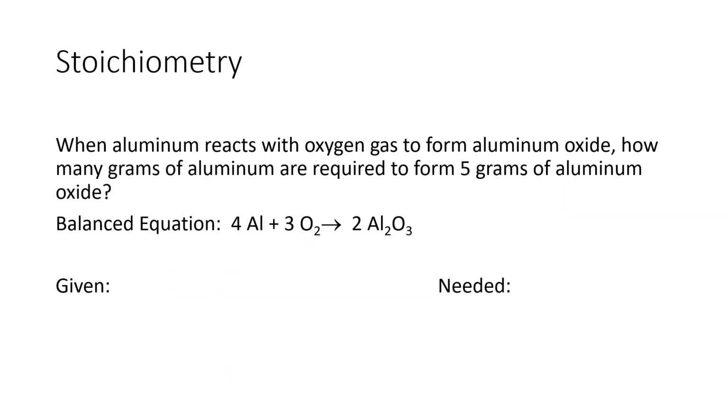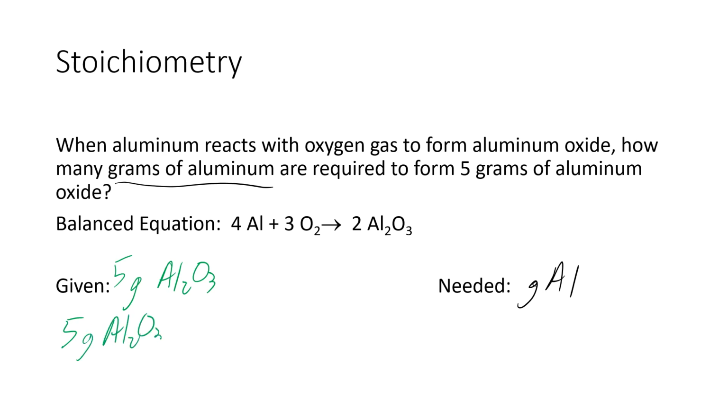But now we again turn to grams. Moles turns to grams, so this is going to be a little bit harder. We need grams of aluminum. That's where we're headed. And we're going to start with grams of aluminum oxide. So we start with our 5 grams of aluminum oxide.